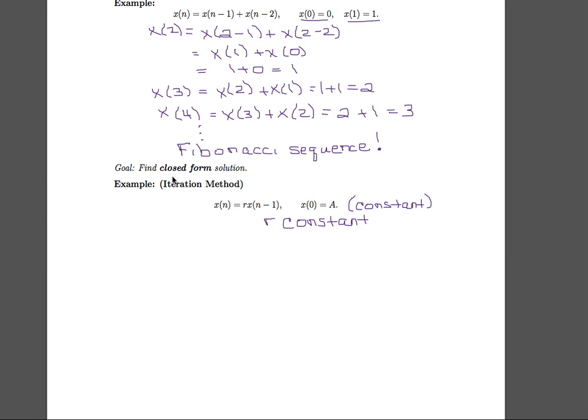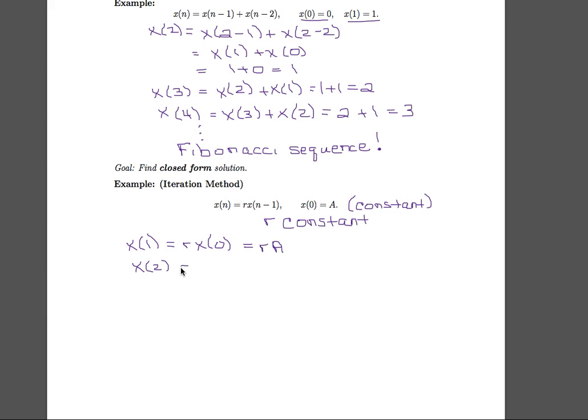So the way that we're going to find a closed form solution is by the iteration method. So what that means is I just start computing the recurrence relation like I did in the previous example with the Fibonacci sequence, but I'm trying to look for a pattern that I can then summarize to find a closed form. All right, so since I've got x of 0, I'm going to begin my computations with x of 1. So based on the formula, I know that x of 1 is going to be r times x of 0, and I know that x of 0 is a, so altogether I've got r times a.